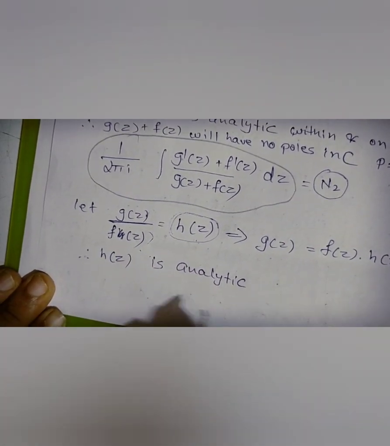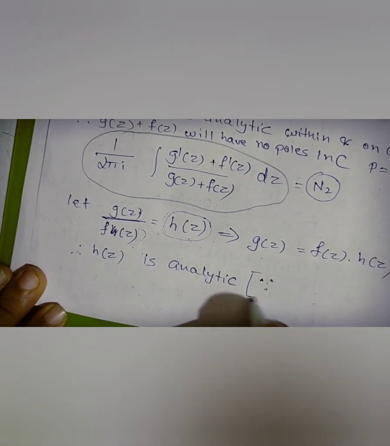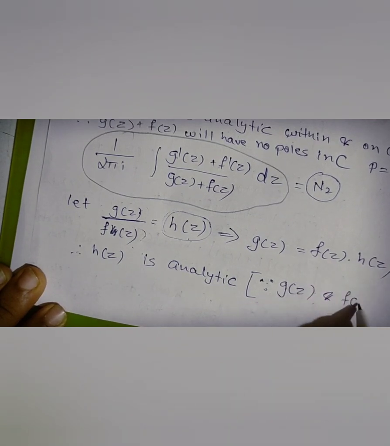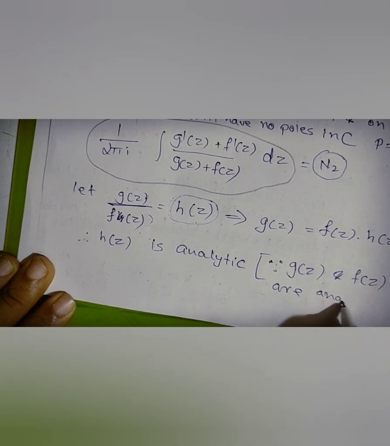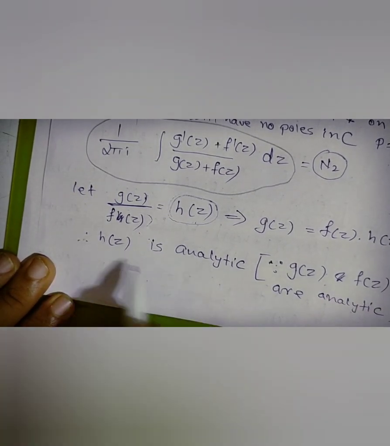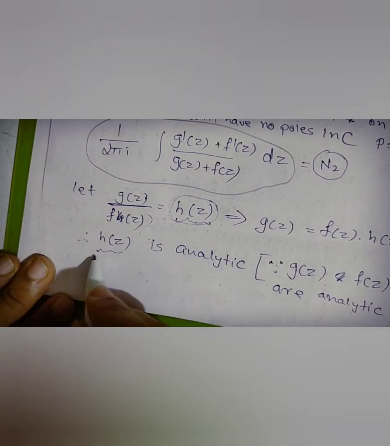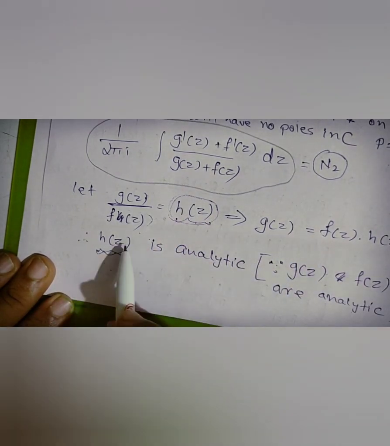So let me give the reason over here. Since g of z and f of z are analytic, this is the reason why the function h of z is analytic. Now there comes a question in your mind: why are we doing this and what's the need of this h of z? We will come to this h of z in a minute. In the upcoming section of the proof, we will need this h of z.